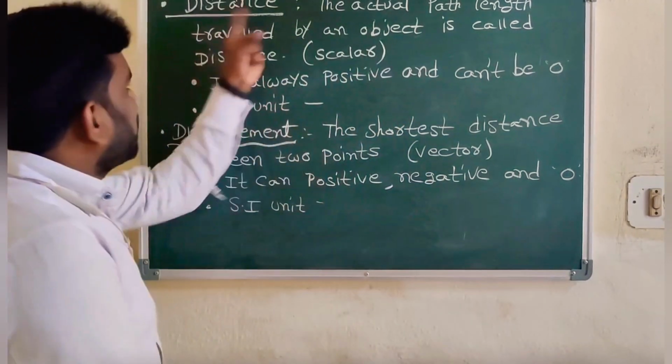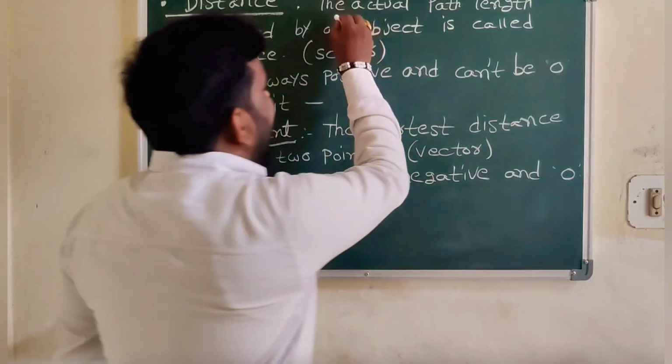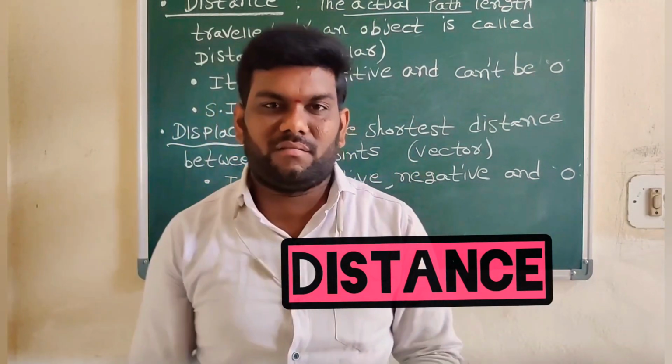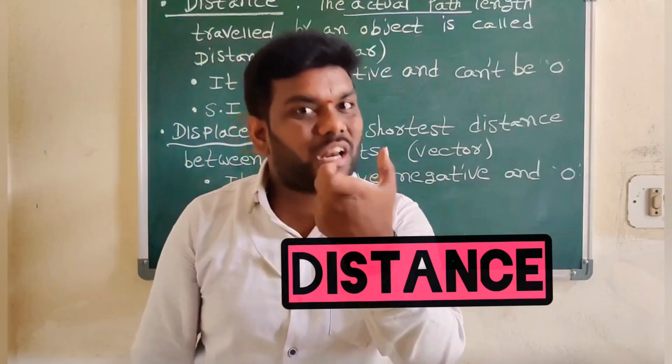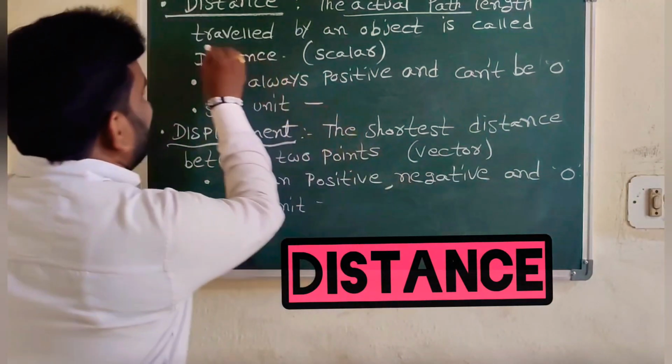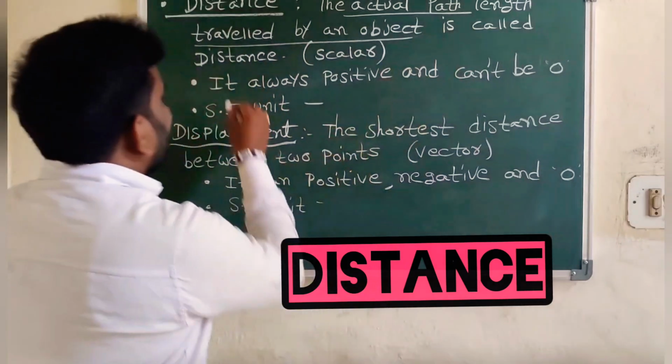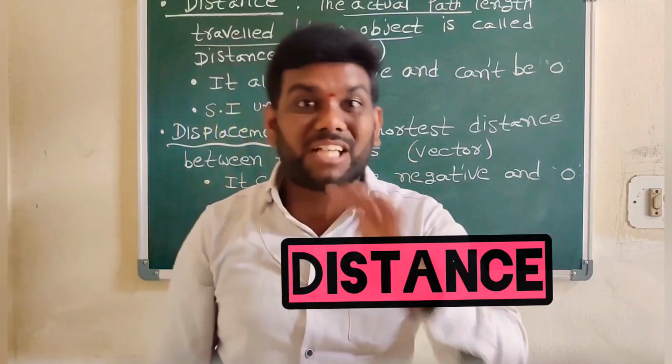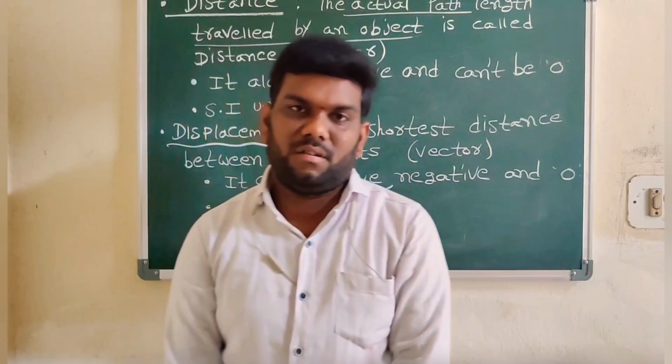Let's start. Distance. The actual path. Length traveled by an object is called distance. Actual path of the length.